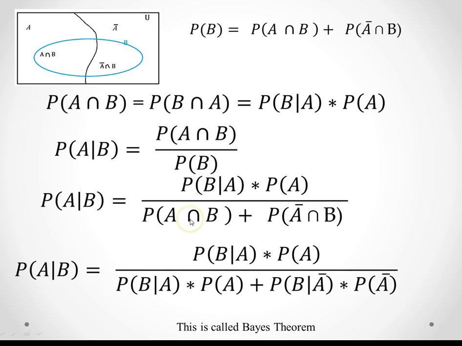Then I have A intersect B on the bottom and this on the bottom. Then this one is A intersect B, which was the same as this one. So I already replaced this one with this one here, and I can put the same thing down here as well, right? And then the other piece, you get the same thing. We do the same thing, but with A bar instead of A. And so we have Bayes' theorem.